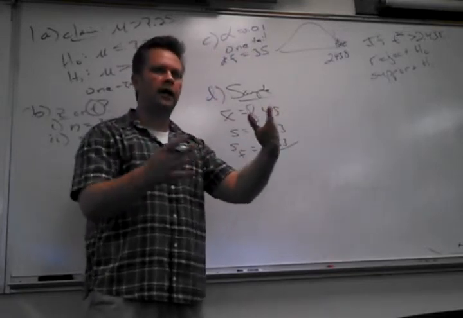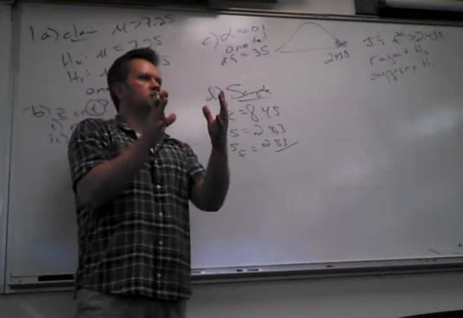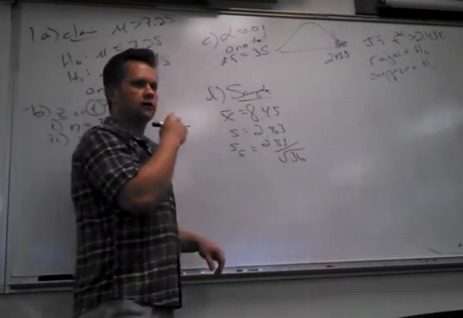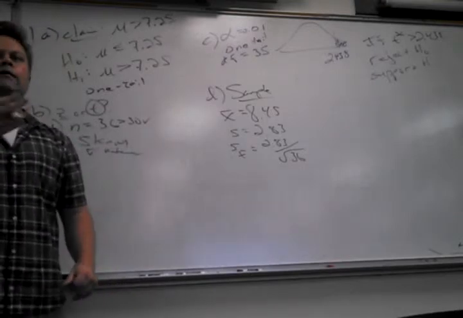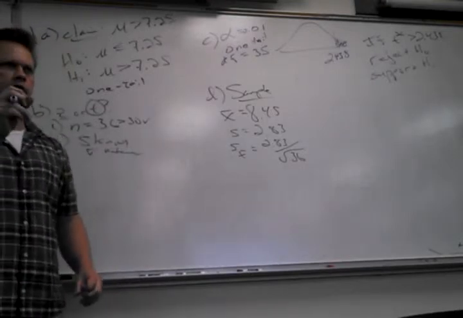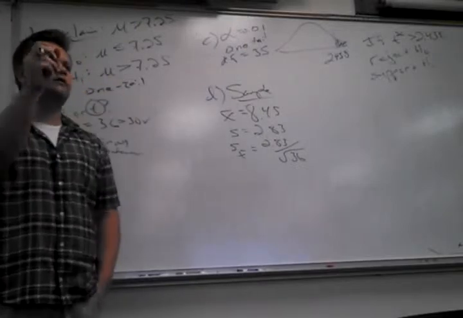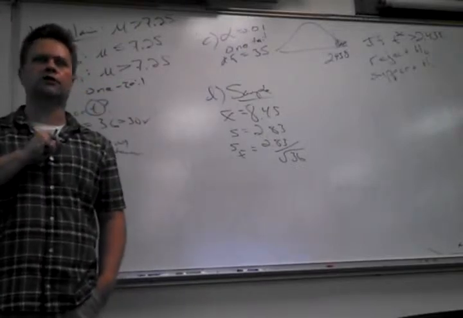I don't care if you have sigma or S. Sigma and S are for individuals. I need the one that works for groups of size 36. So I have to change that. Do you guys get that? So don't say it's a sample. I know it is, but really, when you look at it like this, it's for individuals. I need it for groups of 36.